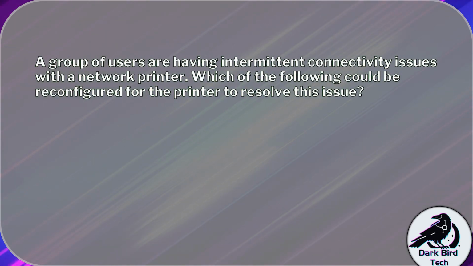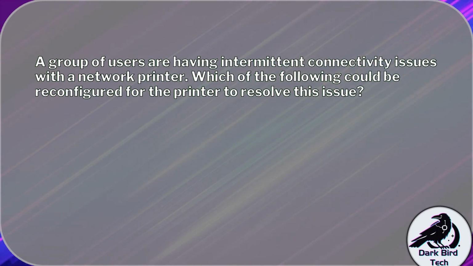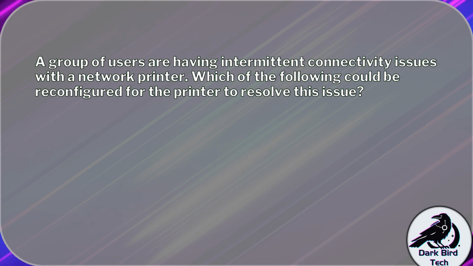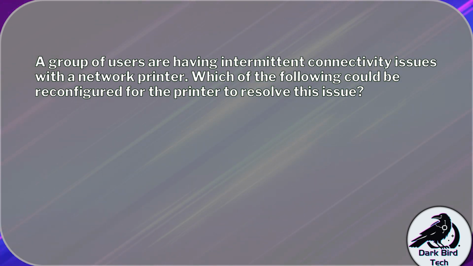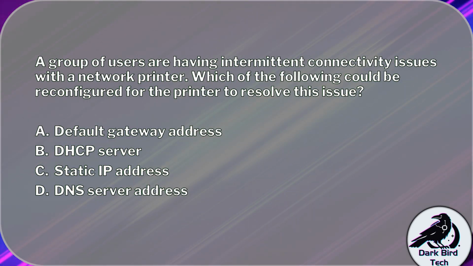Next, a group of users are having intermittent connectivity issues with a network printer. Which of the following could be reconfigured for the printer to resolve this issue? So we've got a default gateway, a DHCP server, static IP address, and a DNS server address.